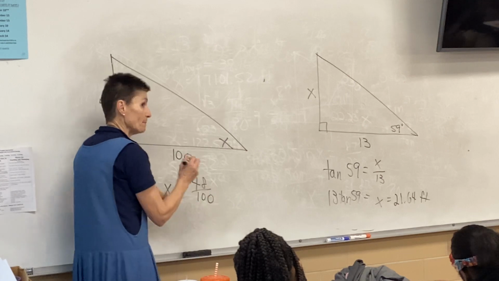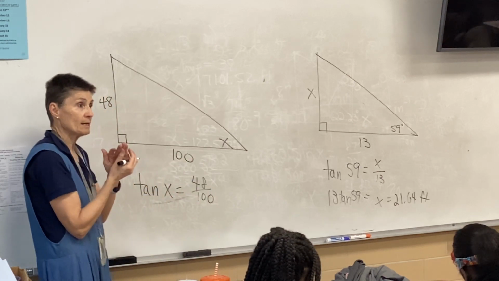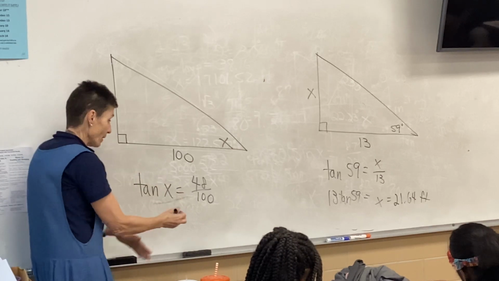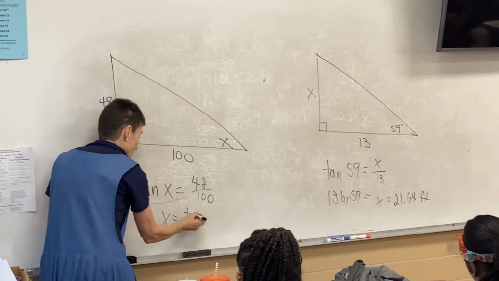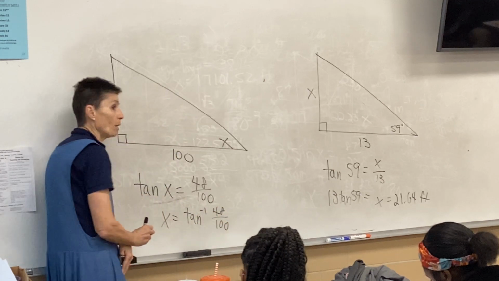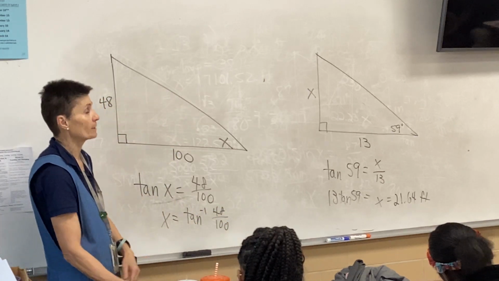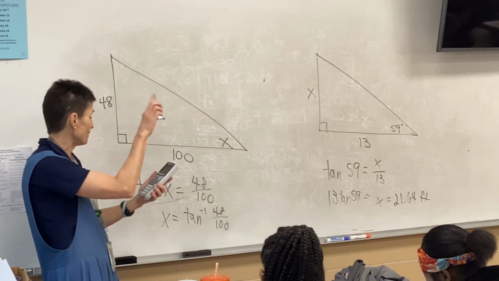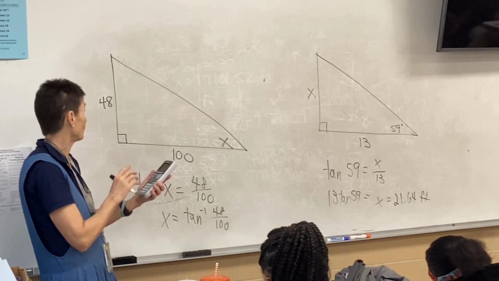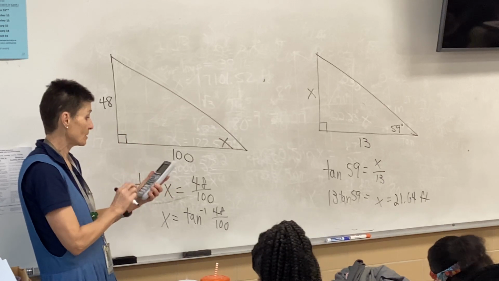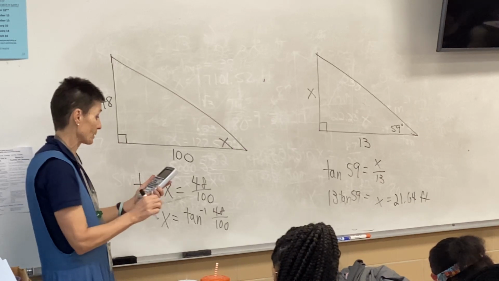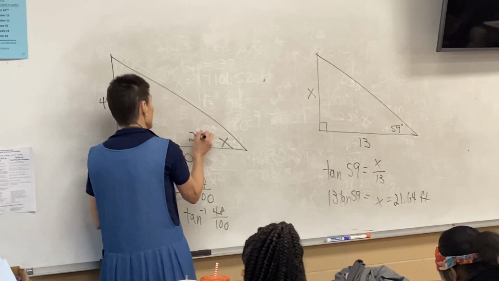Okay, wait a minute. I'm looking for an angle. So what button am I going to need? Second tangent. If you are looking for an angle, you've got to be using what are called the inverse buttons. The second tangent, second sine, whatever. So second tangent, 48 divided by 100. 25.64 degrees.